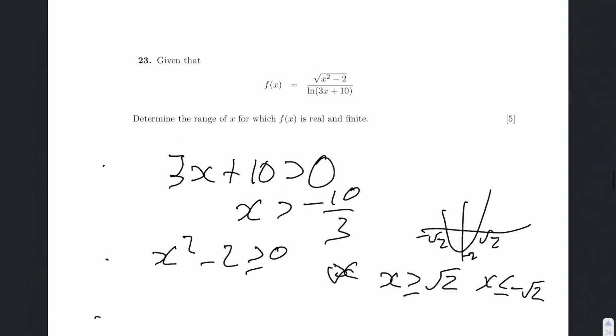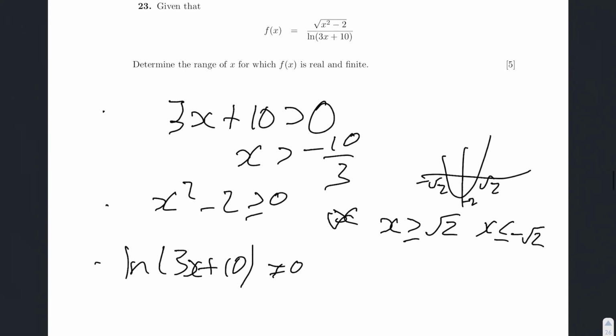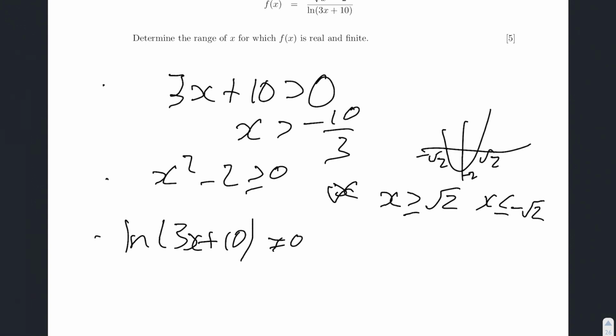So we also know that the log of 3x plus 10 cannot equal 0. And this happens when, for the log of something to equal 0, if we raise both sides as powers, we get 3x plus 10 equals 1. So we get x equals minus 3. So that's where x cannot equal minus 3.